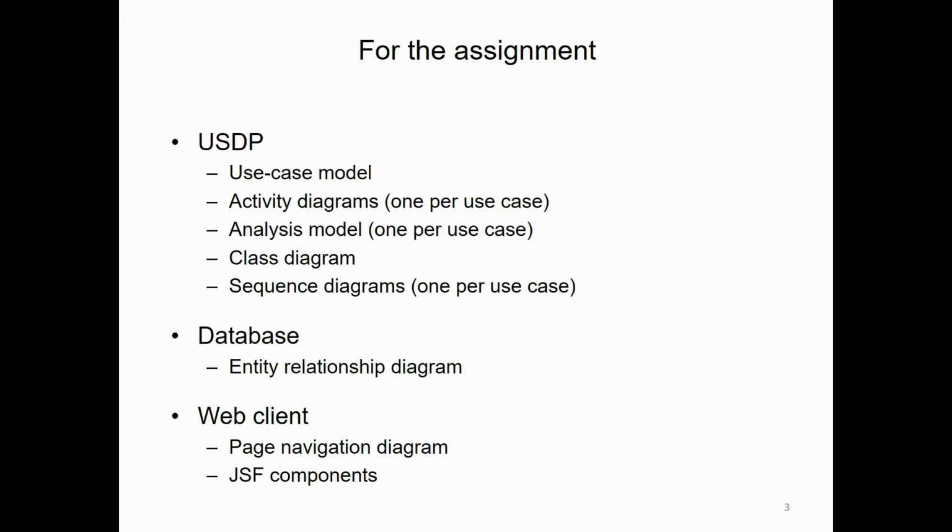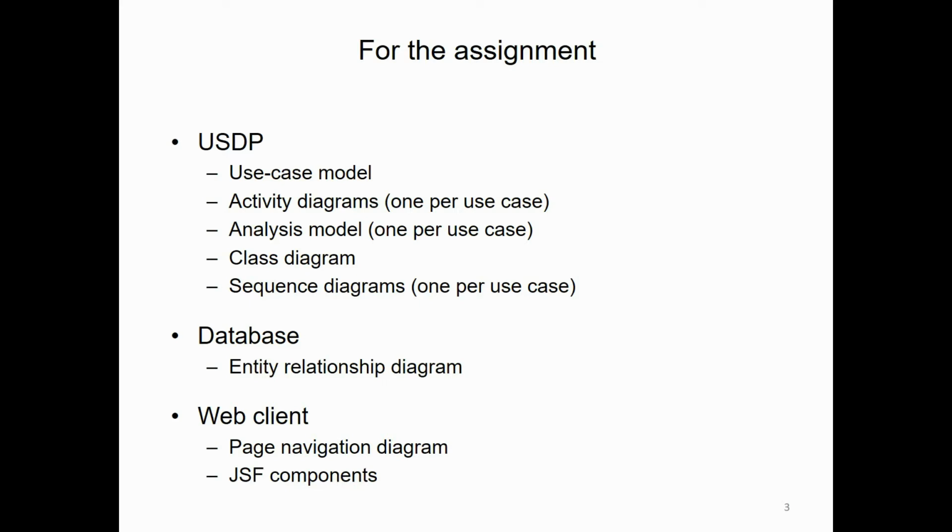And when we've described the analysis models for each of the use cases, then we're ready to start thinking about the class diagram. And there will be one class diagram for the entire system, which will capture all the information that is already in the analysis models and the activity diagrams. For each use case, once we've got the class diagram finished, we can think about the sequence diagrams that will describe how the classes that we've just designed will interact with each other when a particular use case is chosen.